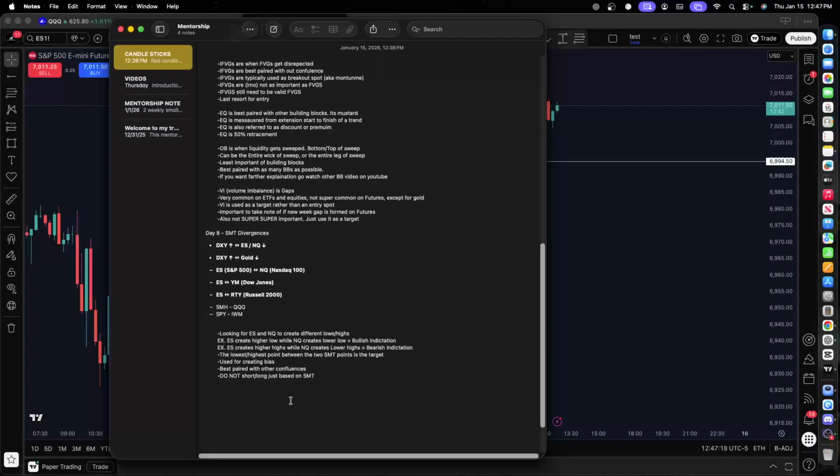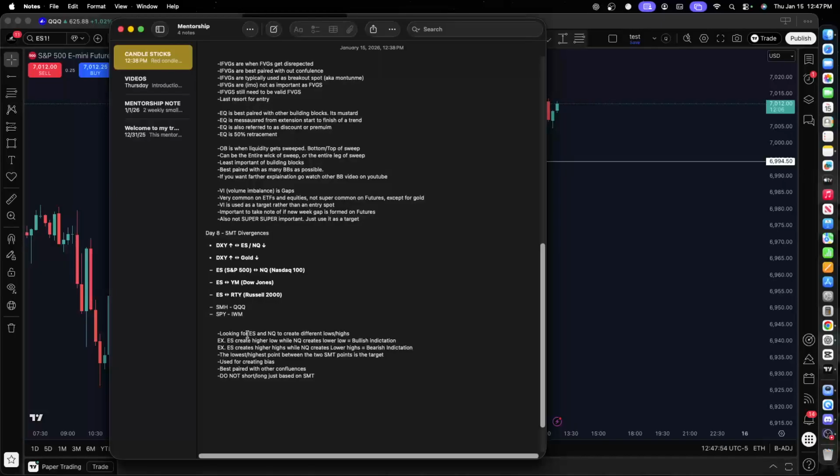And then SMT divergences today. Here are some correlating things. Again, the dollar is inverse to ES, or just the stock market, and to gold. But that doesn't mean gold is correlating with NASDAQ or the stock market. That does not mean that. ES correlates to NASDAQ as we just went over. ES goes to the Dow Jones and the Russell, IWM. You can also use SPY to IWM and QQQ to SMH. They're correlating to some degree as well, because they're inside of each other, pretty much.